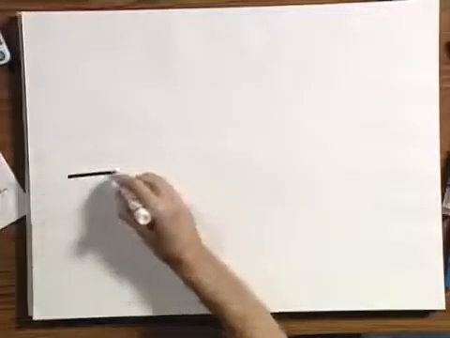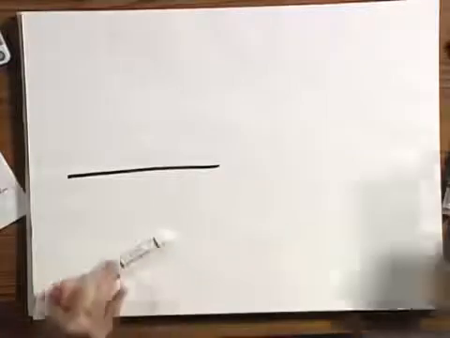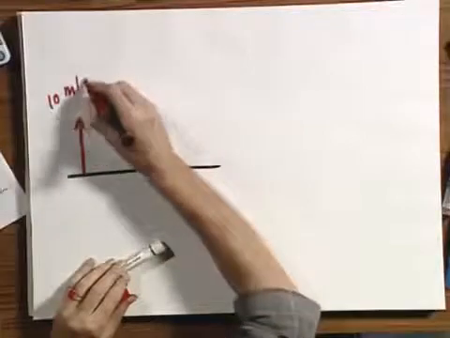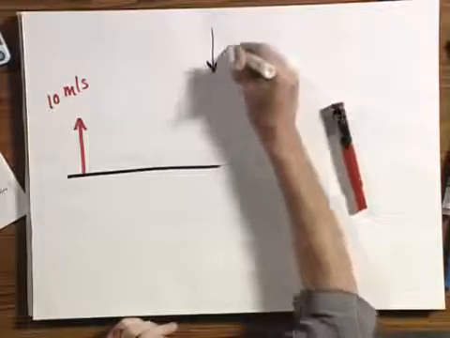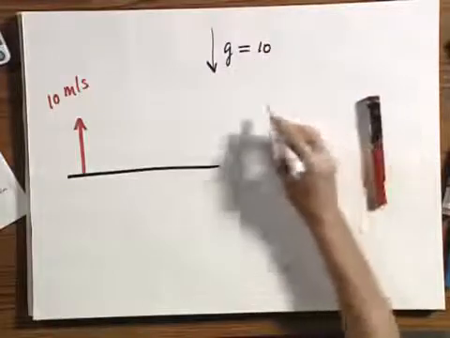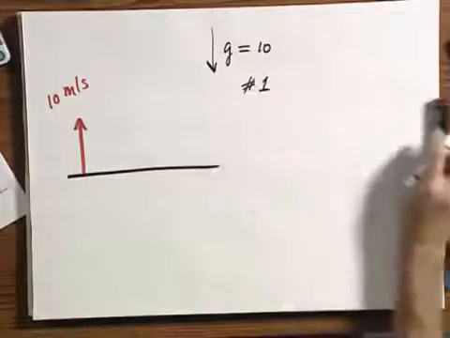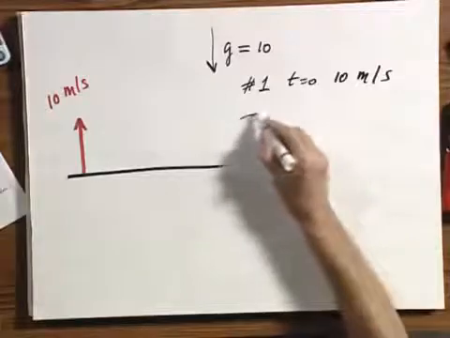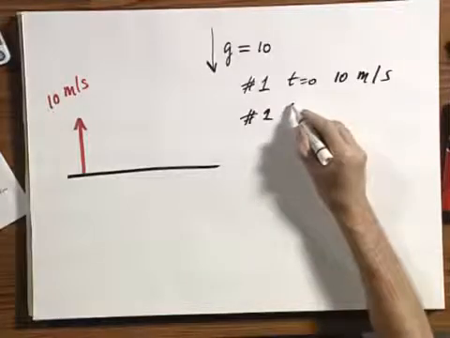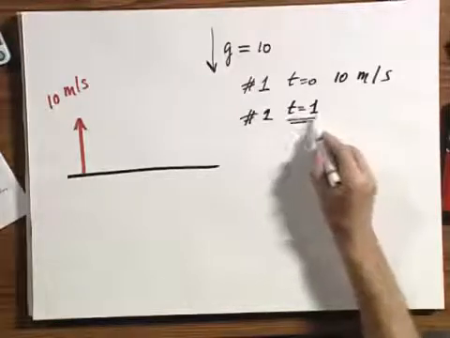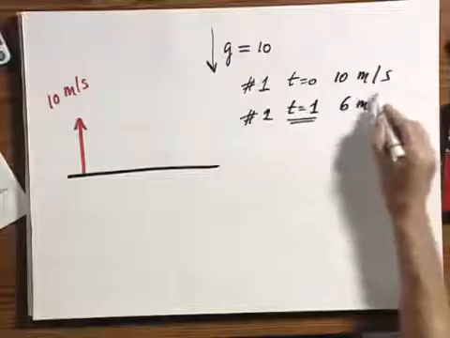So here is the problem. I throw up an object vertically with a velocity of 10 meters per second. Let us assume throughout the whole problem, it's just easier, that g, which is in the down direction, equals 10 meters per second squared. So I throw up object number 1 at t equals 0 at 10 meters per second. And then I throw up another object, number 2, when t equals 1 second, so I throw it up 1 second later, and I do that at 6 meters per second.